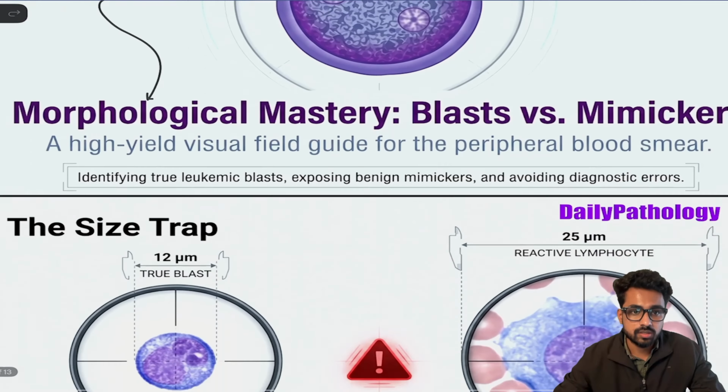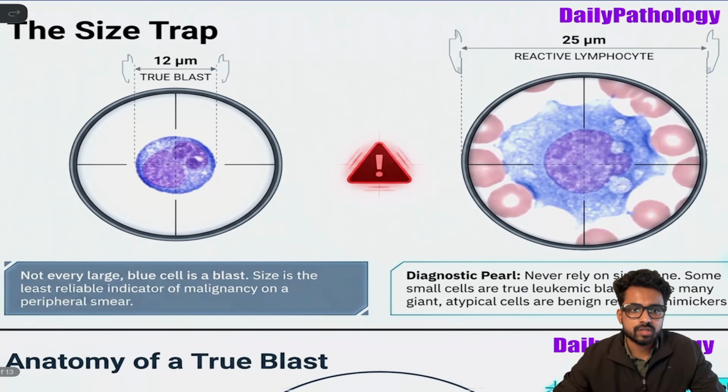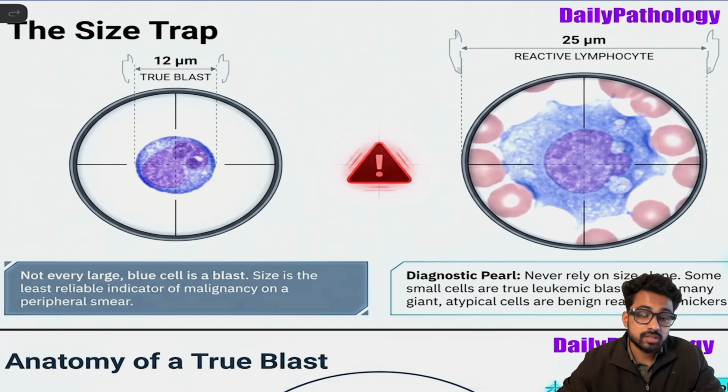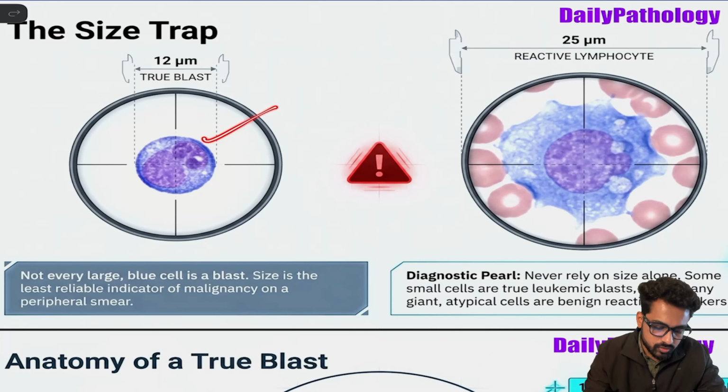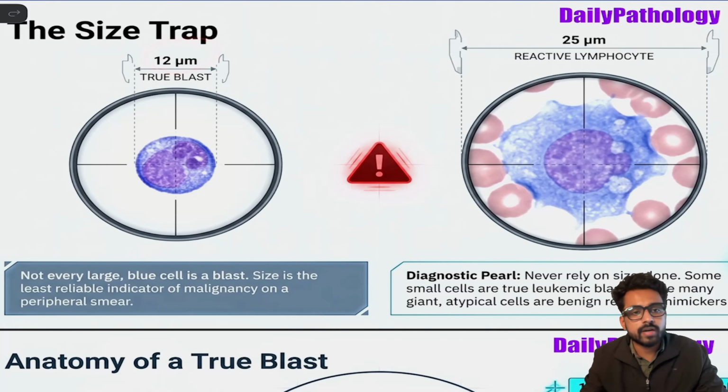So let's begin. First is the size trap. Not every large blue cell you see in the peripheral blood smear is a blast. It is the least reliable indicator of malignancy on peripheral blood smear. If you think that the cell is of large size and you say it is a blast, this is wrong. Here you can see in the image a true blast of 12 micrometer size, and here is the large cell, but it is not a blast.